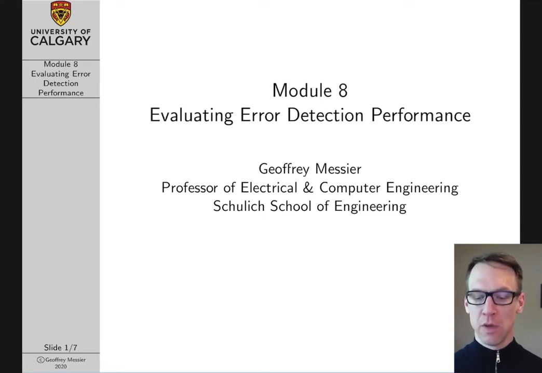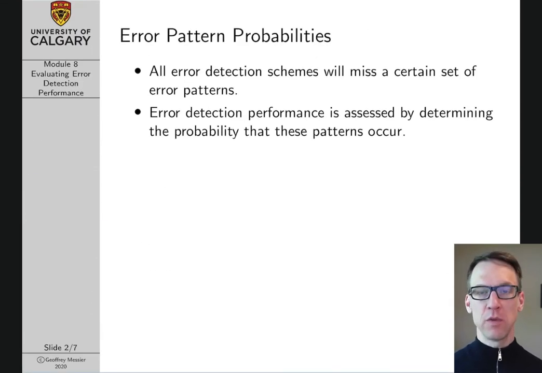This is Module 8 in my Computer Networks lecture series, where we look at evaluating the performance of error detection schemes. So at this point in the course, we've looked at 3 error detection schemes: the single parity bit, the internet checksum, and the cyclical redundancy check. We've made general observations that the parity bit is not so good and the CRC is really good, but we haven't really put any numbers behind those observations.